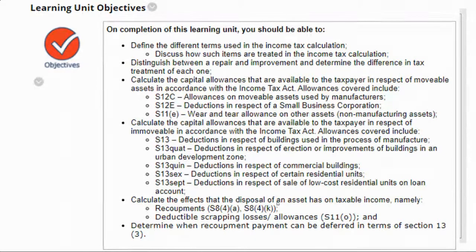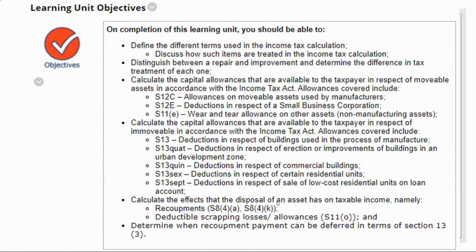Now, if it's a small business corporation, you can look at whether the 50, 30, 20% would be more advantageous versus the number of years in terms of section 11E, and then the business can decide which one they would prefer. So normally they would try and write it off sooner rather than later. So if the 50% would be better for them in the short term, they would rather go for the 50, 30, 20%.